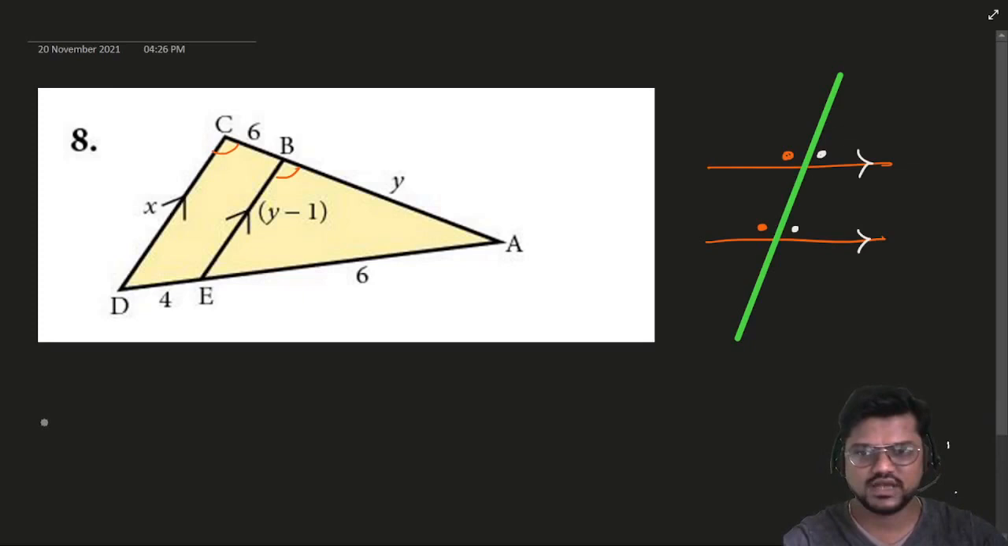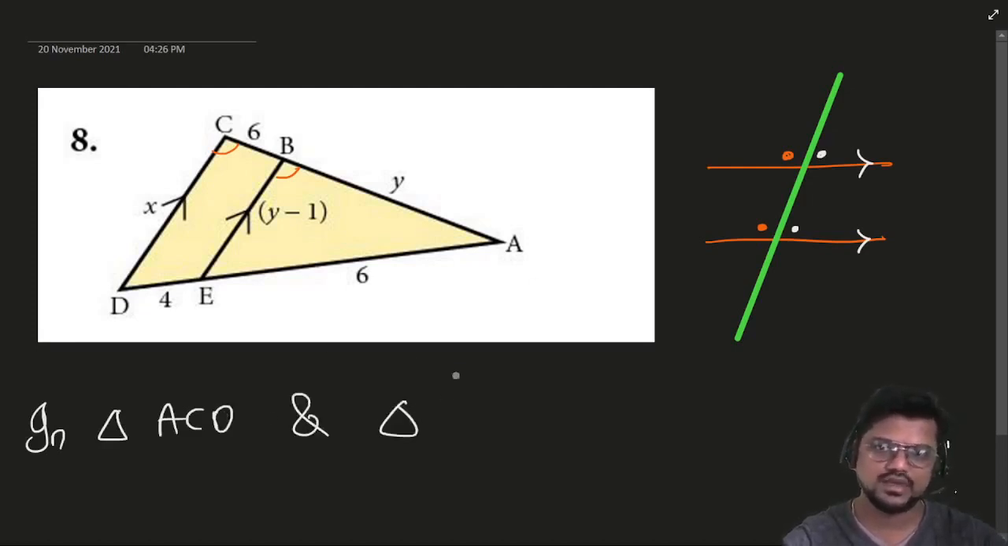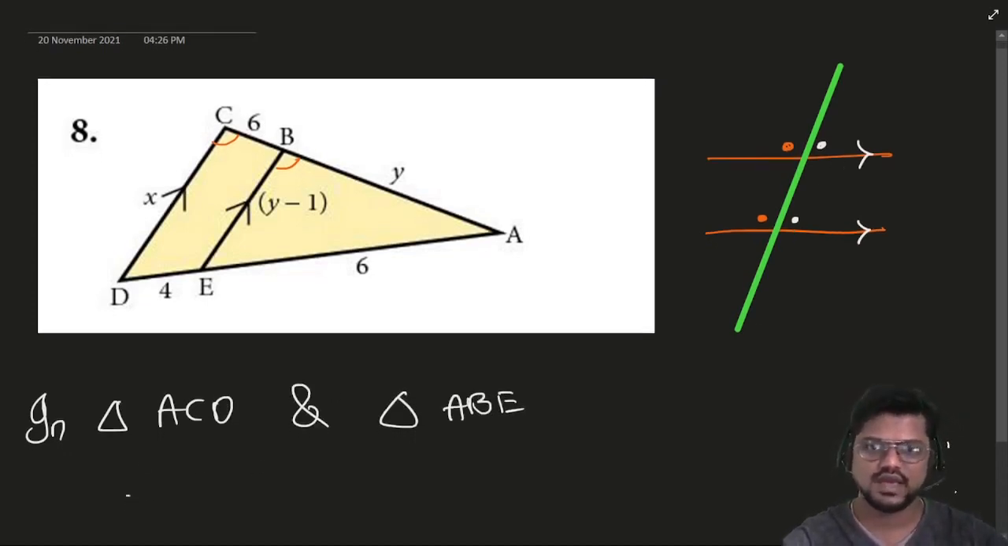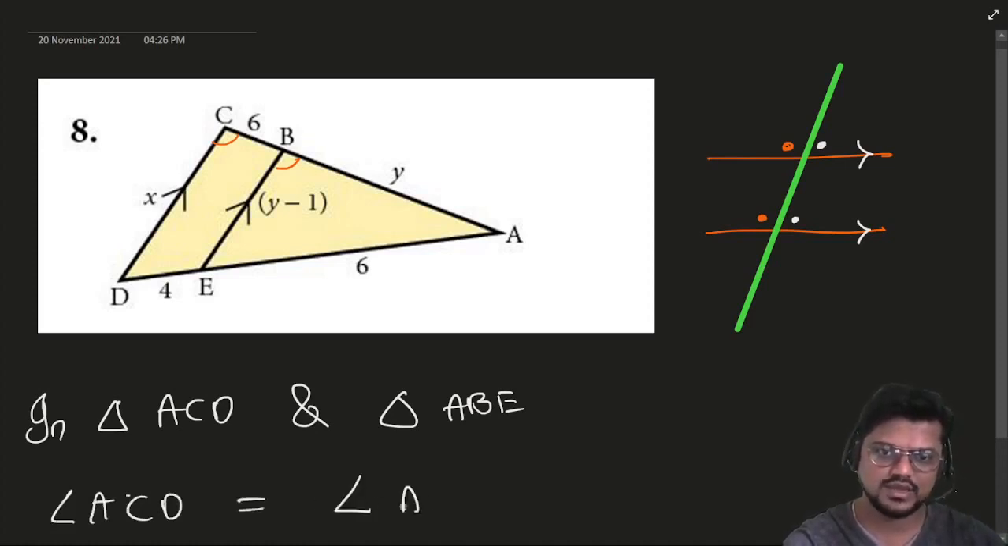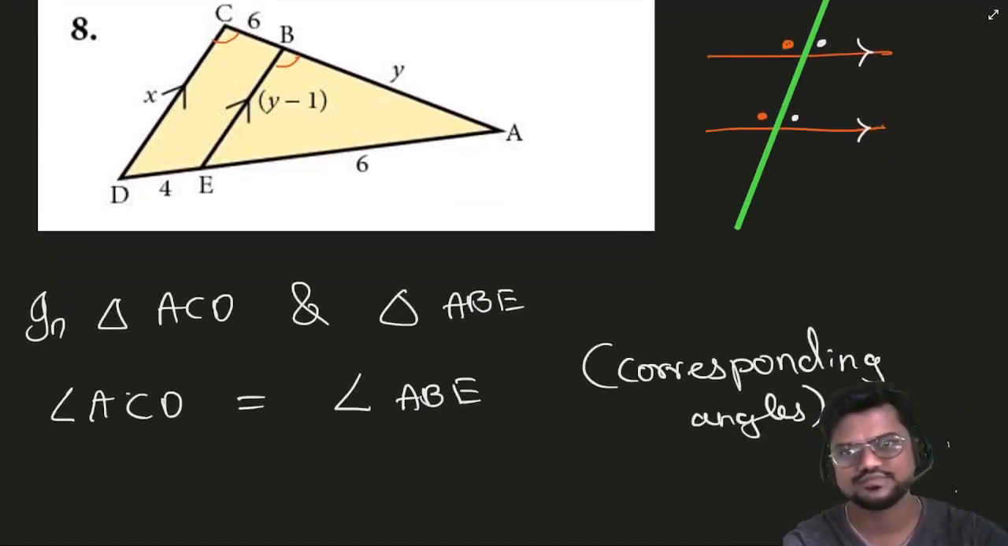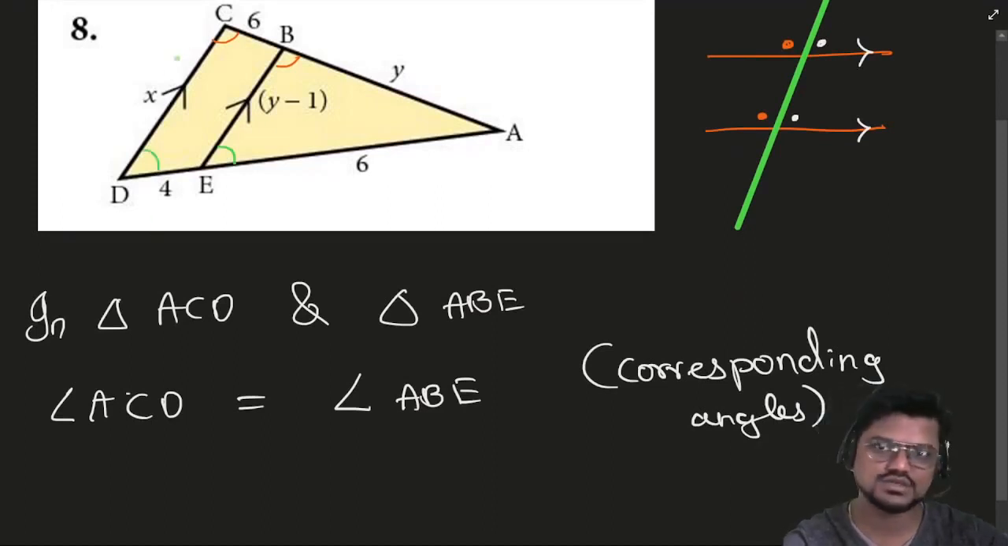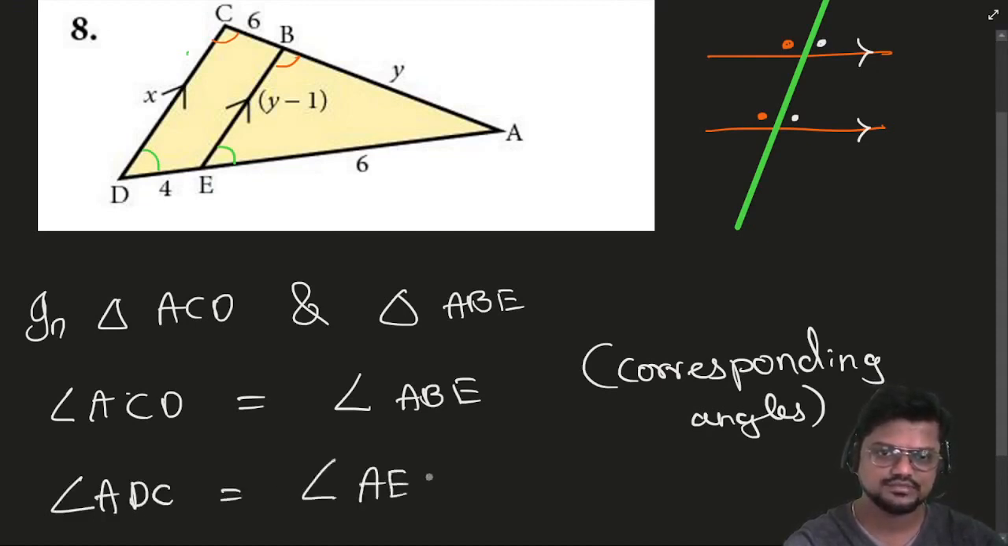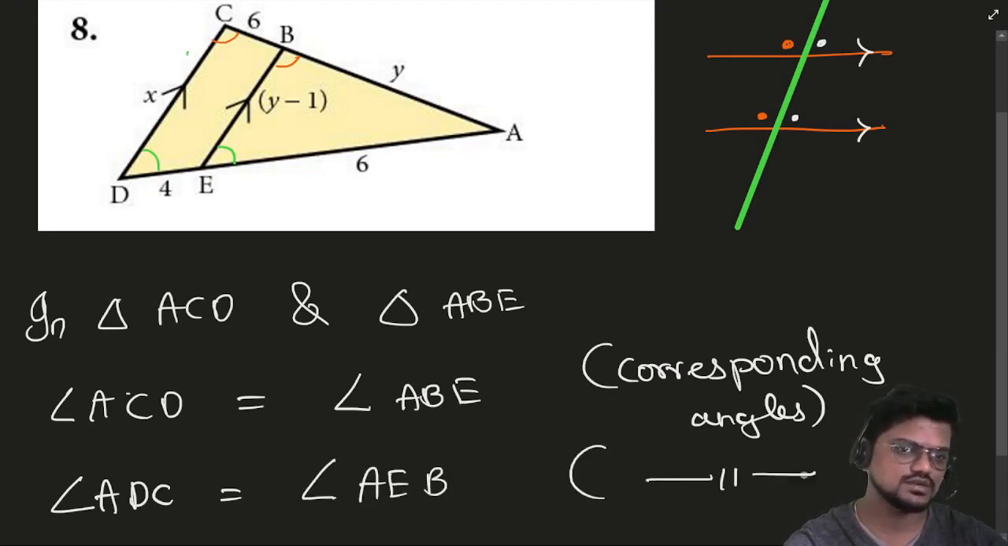So what I can say in triangle ACD and triangle ABE, angle ACD is equal to angle ABE. Why? Because they are corresponding angles. Also, this angle will be equal to this angle. Why? Because these two lines are parallel, and if I draw any transverse, then these two angles will be corresponding angles. Again, what I can say, angle ADC is equal to angle AEB. The reason is again the same, corresponding angles.